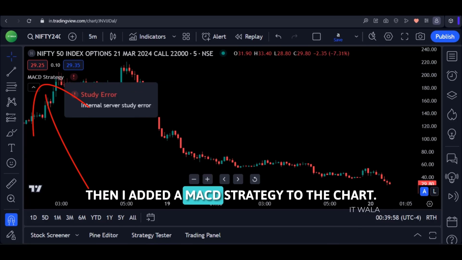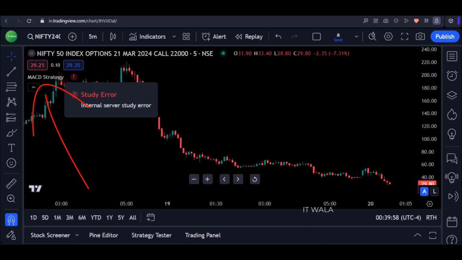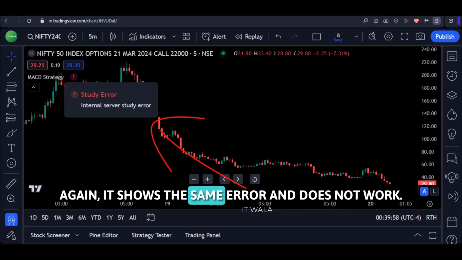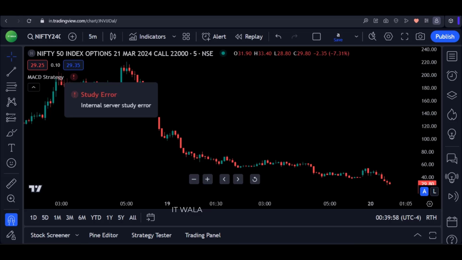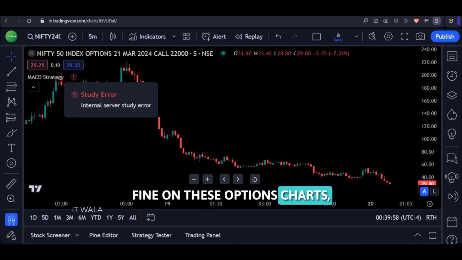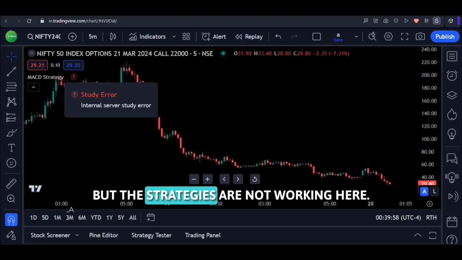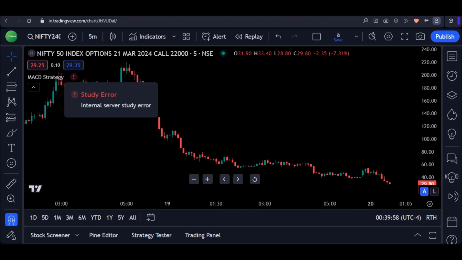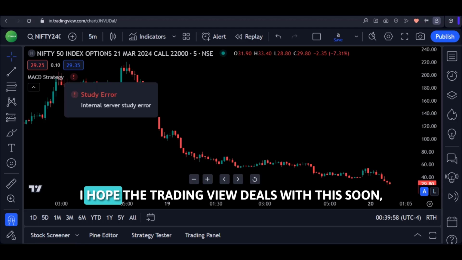Then I added a MACD strategy to the chart. Again, it shows the same error and does not work. So in short, the indicators are working fine on these options charts, but the strategies are not working here. I don't know why. I hope the TradingView deals with this soon.